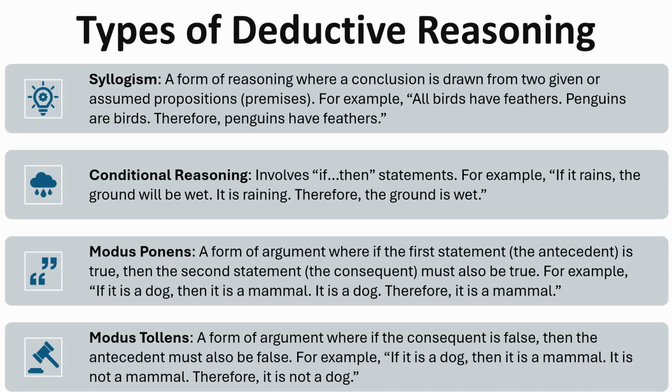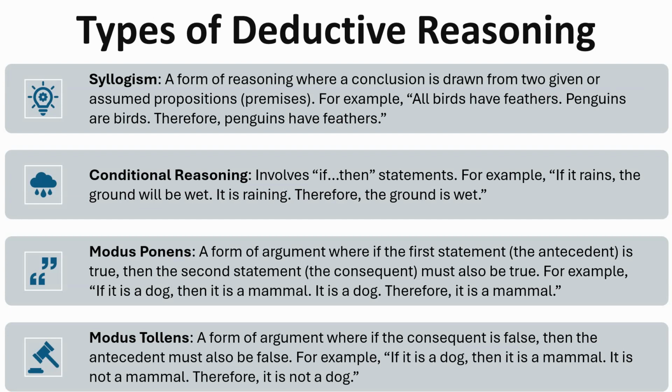Another form of argument in deductive reasoning is the modus ponens, a form of argument where if the first statement is true, the second statement must also be true. For example, if it is a dog, it is a mammal. It is a dog, therefore it is a mammal. Very simple, very black and white, very structured.